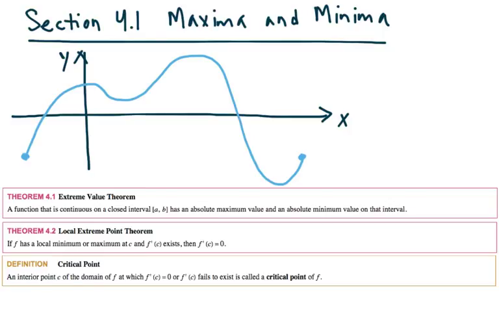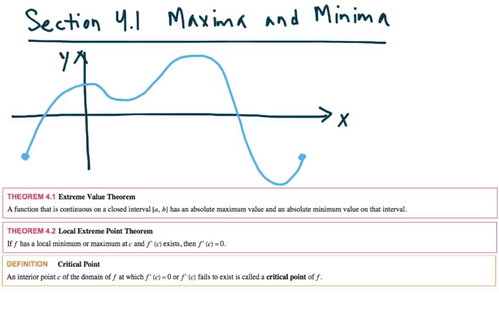Section 4.1, Maxima and Minima. Alright, so I'm first going to start off with this rough sketch of a general function, just to make sure that we're all on the same page with the terms: maxima, minima, absolute minimum, relative maximum, relative minimum.